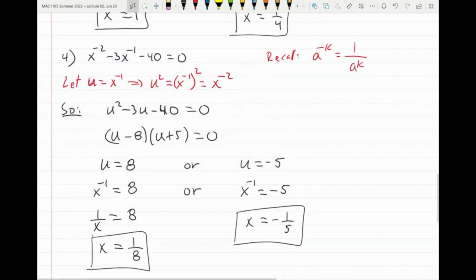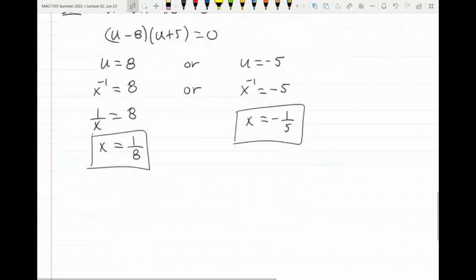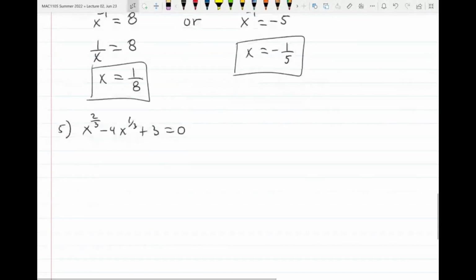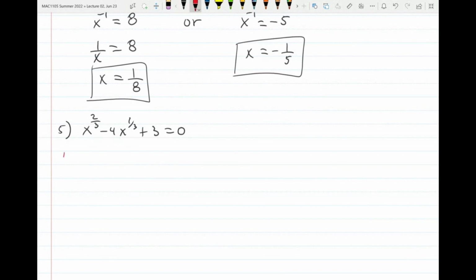So these equations are technically not quadratic equations, but we are solving them like so, right? That's what we mean by quadratic form. I guess the last one: x to the 2 over 3 minus 4 x to the 1 third plus 3. And we already spotted what substitution to make. So what should we do here? Let u be x to the 1 third. Okay.